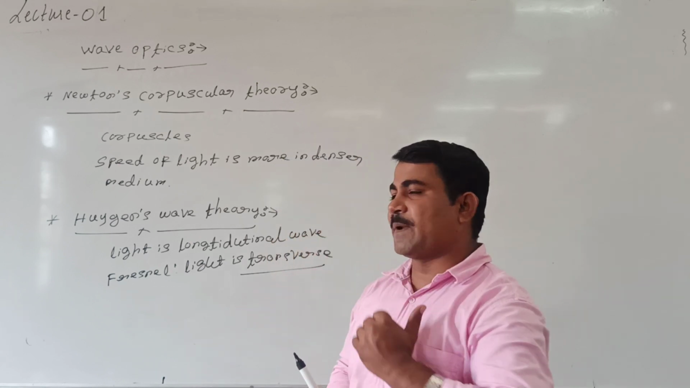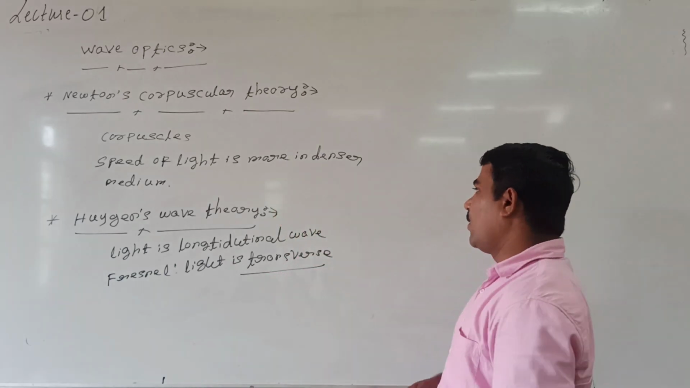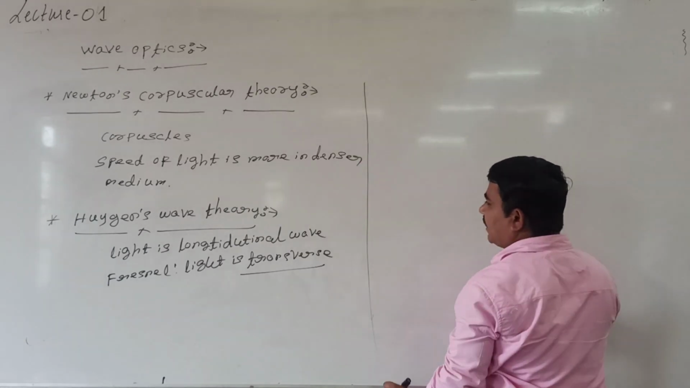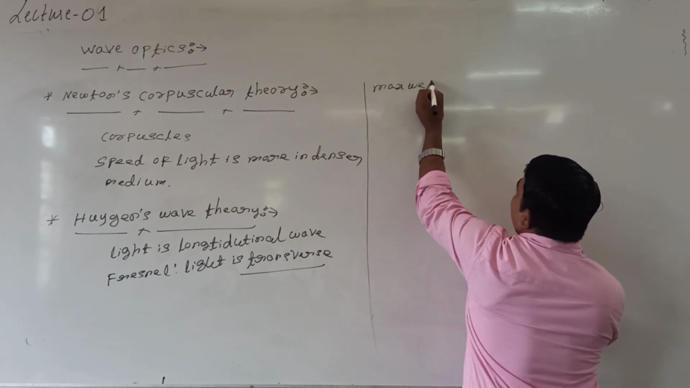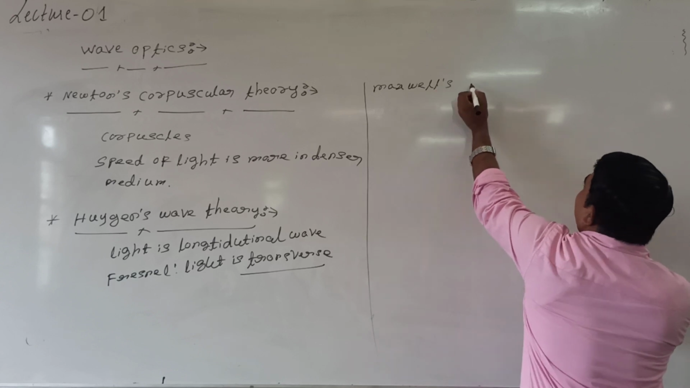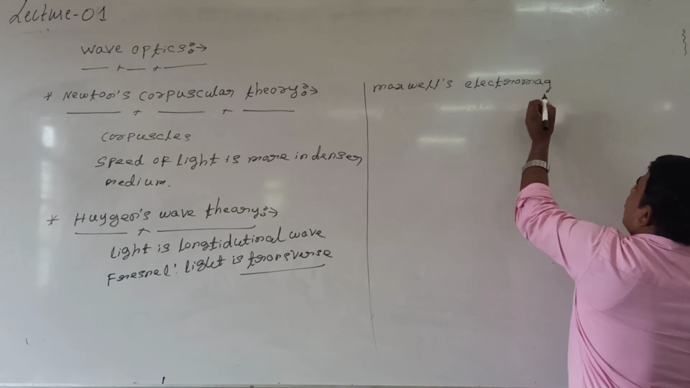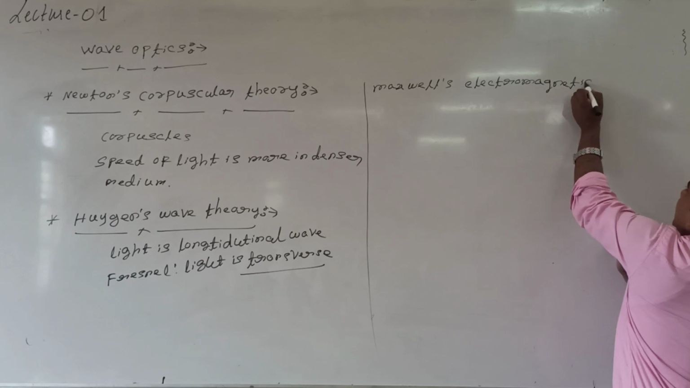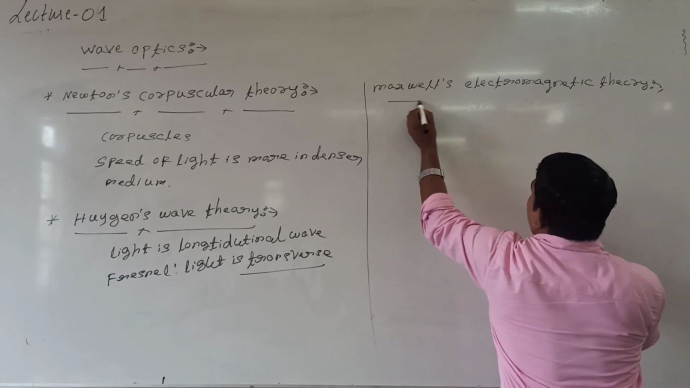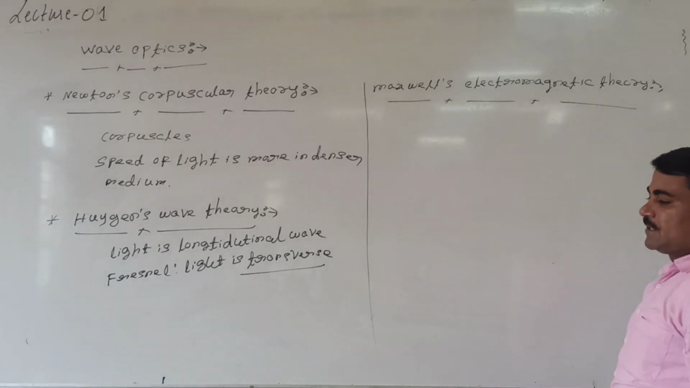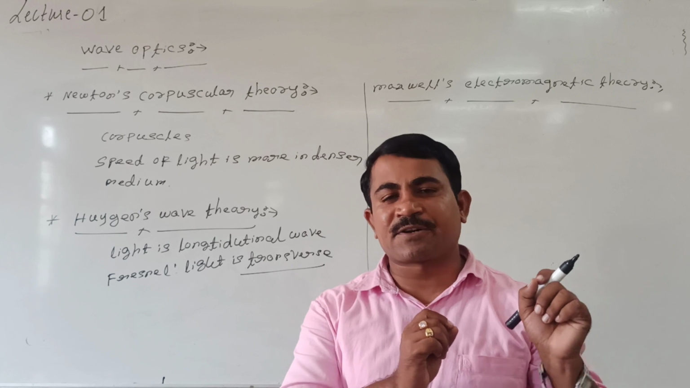Then, after the incomplete explanation of Huygens' theory, one more wave theory was proposed, which we call Maxwell's electromagnetic theory. After Huygens, one more scientist explained the nature of light. What does Maxwell say concerning the nature of light? Simply, Maxwell says that light is an electromagnetic wave.